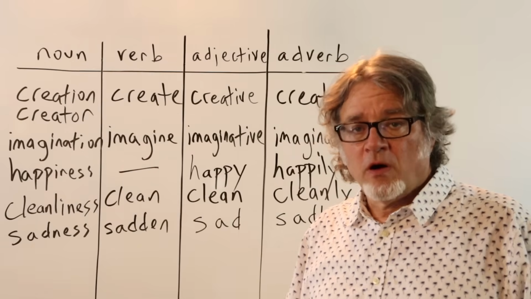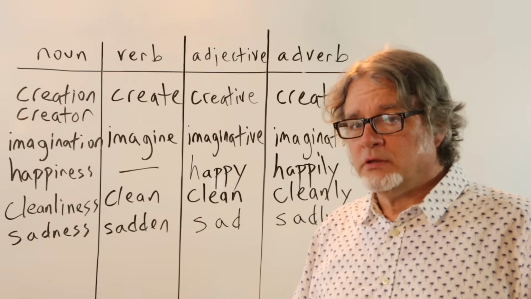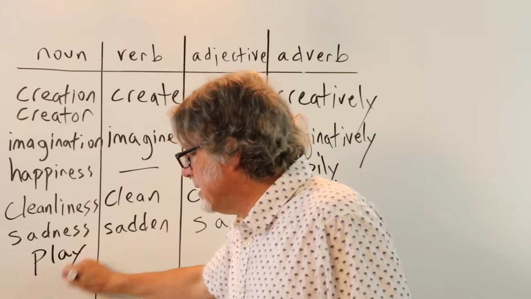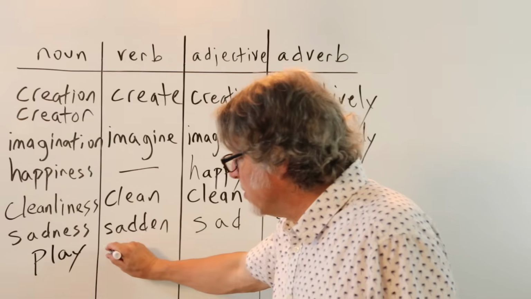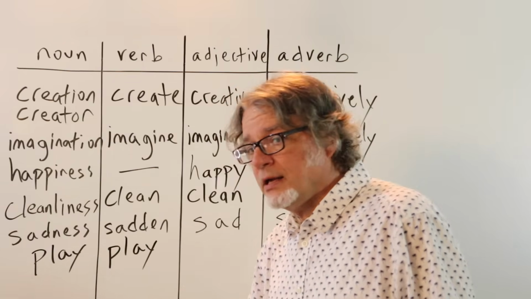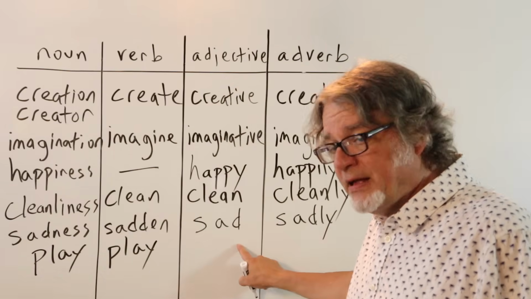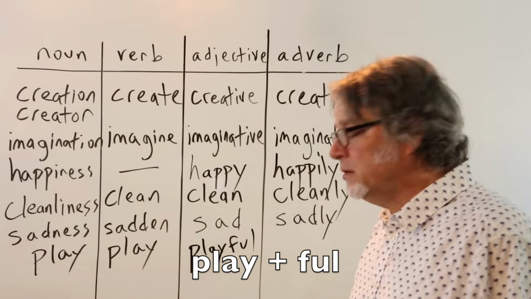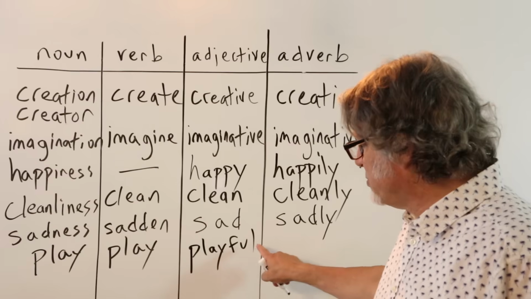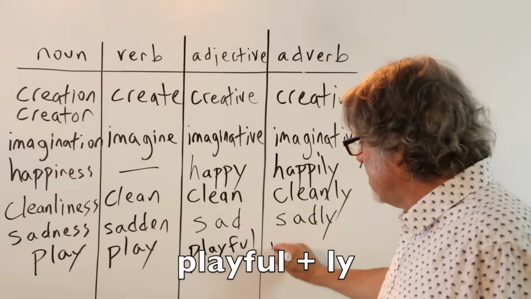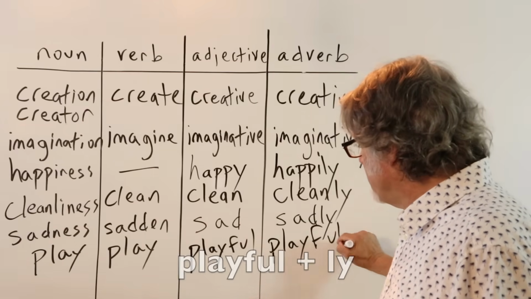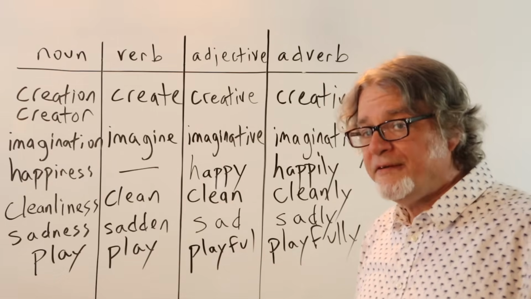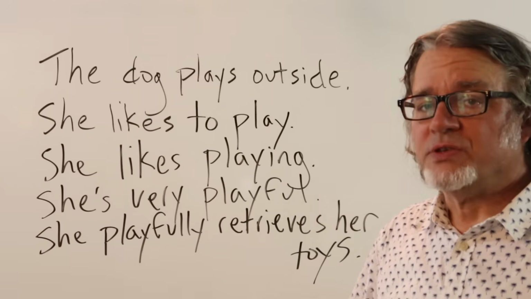Some words don't change at all, going from one category to another. If you take the word play, for example, play is a noun, but it's also a verb. To make it into an adjective, add a suffix, add ful, and then to make the adverb, just add ly to playful. Then it becomes playfully. Play, playful, playfully.